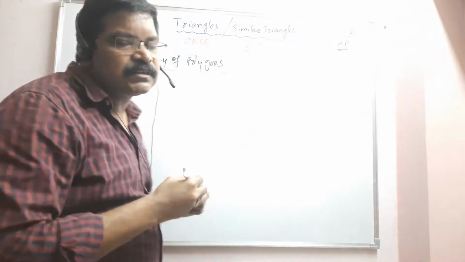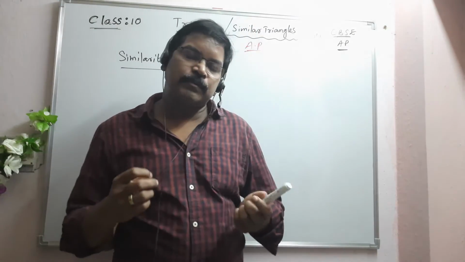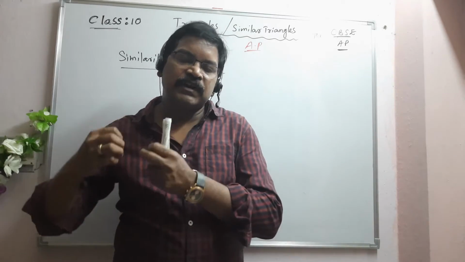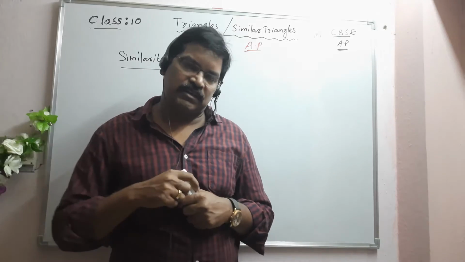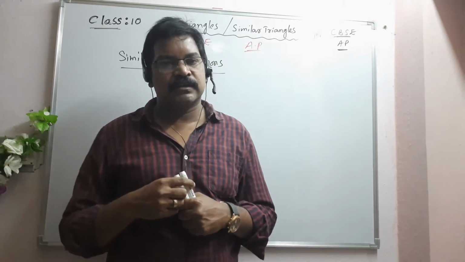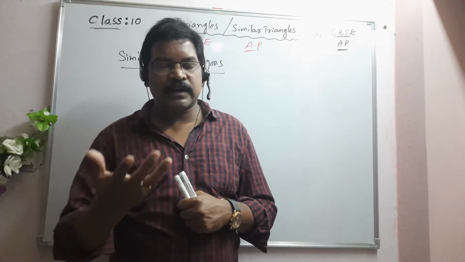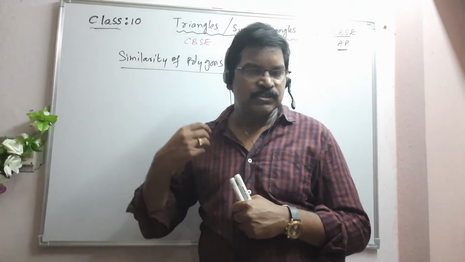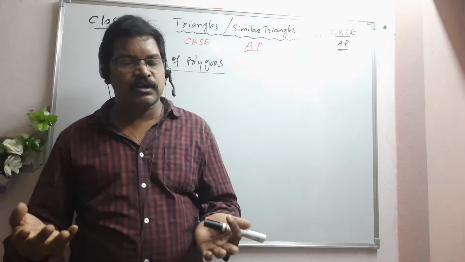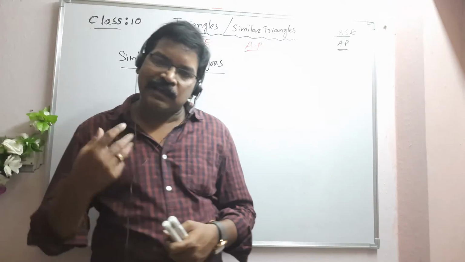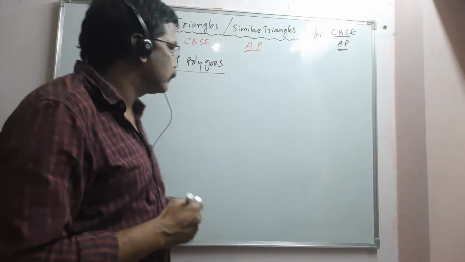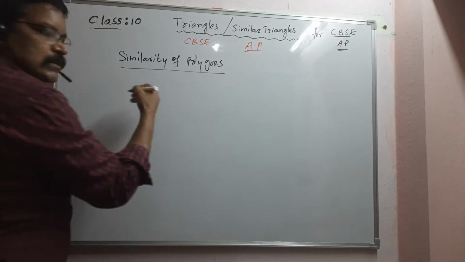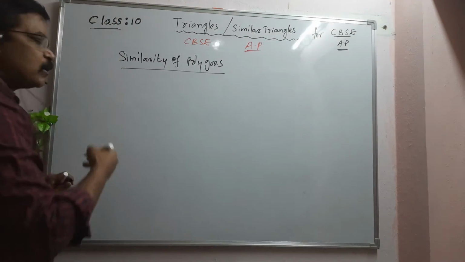What is a polygon? A polygon means a figure having sides. Triangle is a polygon. Quadrilateral is a polygon. Rectangle is a polygon. Square is a polygon. Pentagon is a polygon. Octagon is a polygon. Like that. The figure must have the sides. Right.